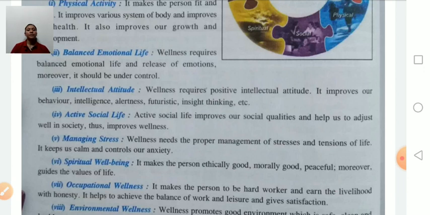An active social life means social wellness. Active social life improves our social quality and helps us adjust well in society, thus improving wellness. Social wellness means physical activity helps in developing social qualities, like the ability to adjust in the society, develop friendship, attitude, and cooperation with each other. So it helps to develop social wellness.